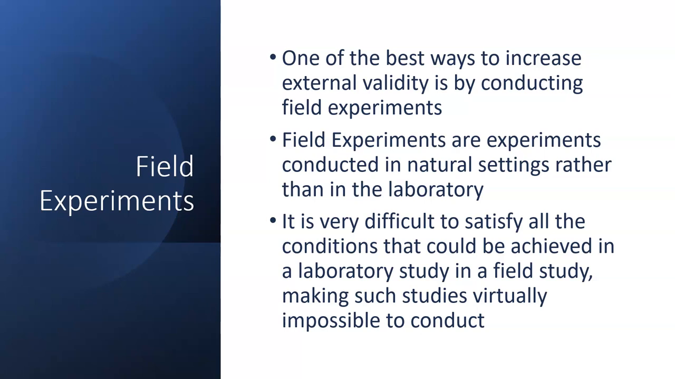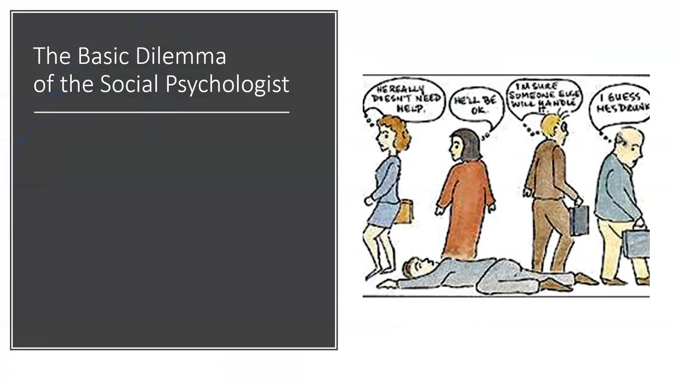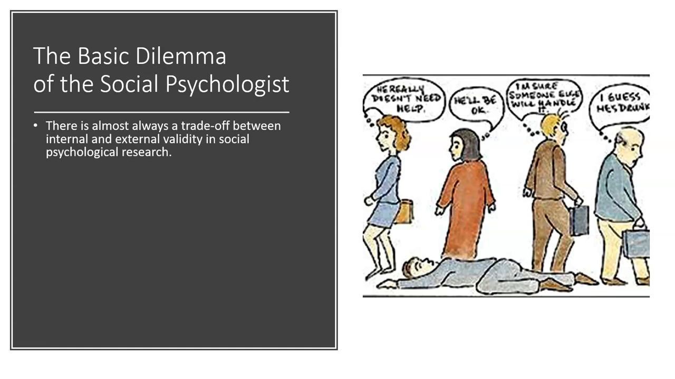It can still be pretty difficult, though, to achieve anything near the level of internal validity that you have in a laboratory in the field. For some behaviors, doing field studies is completely impossible. And for some behaviors, you can't even do the experimental work. So you're really limited to just looking at correlational data. And that kind of leads us to the basic dilemma of the social psychologist, where this trade-off between internal and external validity really forces us to make some hard decisions about how to do research.